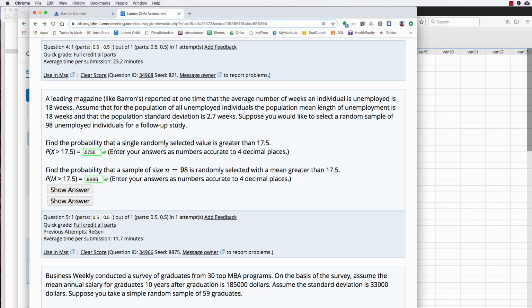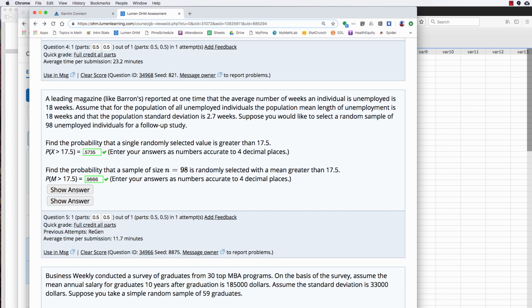I'm going to do two problems today with each software, using the graphing calculator to do both problems and then using StatCrunch to do both problems. So we see a leading magazine like Barron's reported that the average number of weeks an individual is unemployed is 18 weeks. Assume that the population mean length of unemployment is 18 weeks, and the population standard deviation is 2.7 weeks.